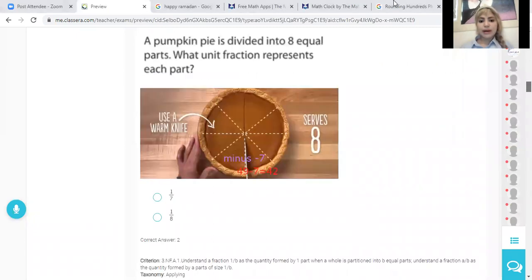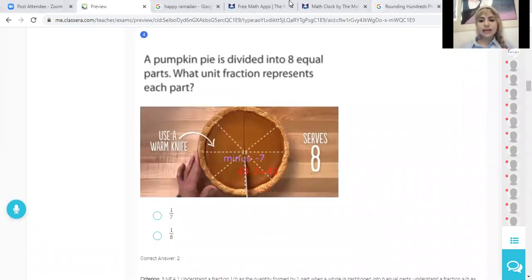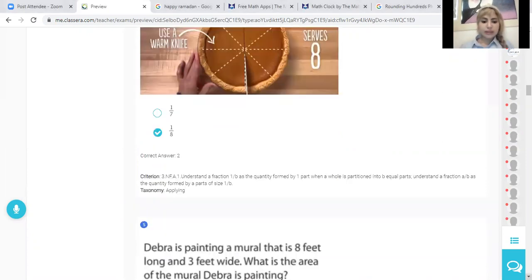A pumpkin pie is divided into 8 equal parts. Which unit fraction represents each part? So if I have these parts, how many parts? 8, so the fraction is 1 out of 8. Let's complete.